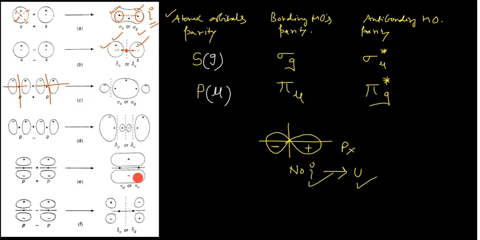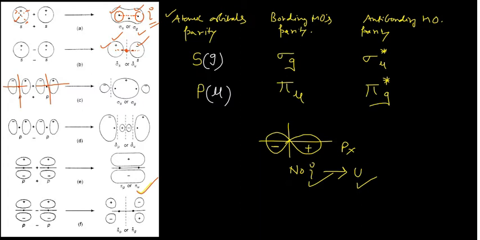Here there is no center of symmetry. If you move from here to here, here is a negative sign and here is a positive sign. That means no center of symmetry in that case. When there is no center of symmetry, obviously it would be ungerade. So pi ungerade is there. You can see here I have written pi ungerade. That's why pi is ungerade.